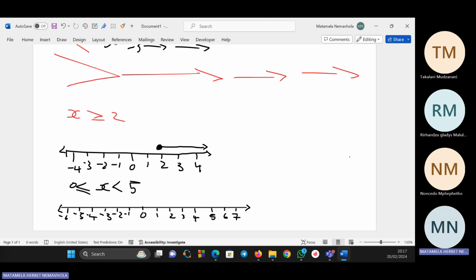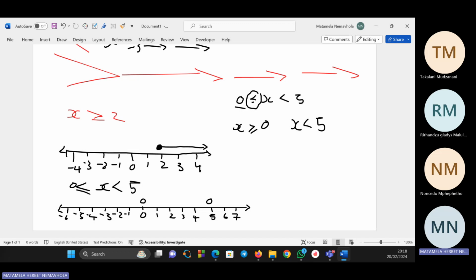So now when you start, it says x is greater than. If you see properly, I'm going to rewrite this: 0 is less than or equal to x, and x is less than 5. If you rewrite it this way, you will see it's saying x is greater than or equal to 0 when you reverse the sign. And then for the other side, it's saying x is less than 5. So what it means is that you are going to plot a circle at 0, and then where there is 5, you're going to plot another circle.